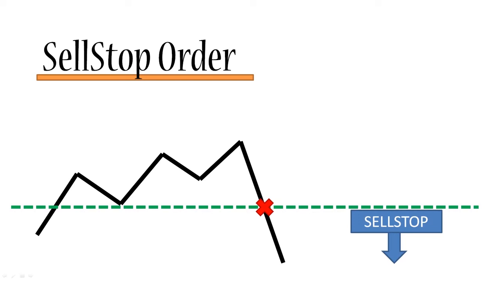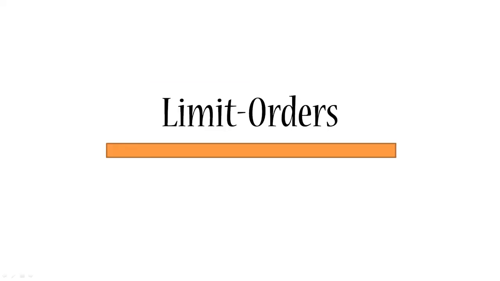The other thing is that if that doesn't happen, if the price, for example, in this image that we have in front of us, were to keep going upwards, then you would never enter the market with a sell order, because the price wouldn't have crossed this green line and wouldn't have triggered the sell order. So it's a very convenient way to save your time and also check for specific conditions that you're looking for. Limit orders.